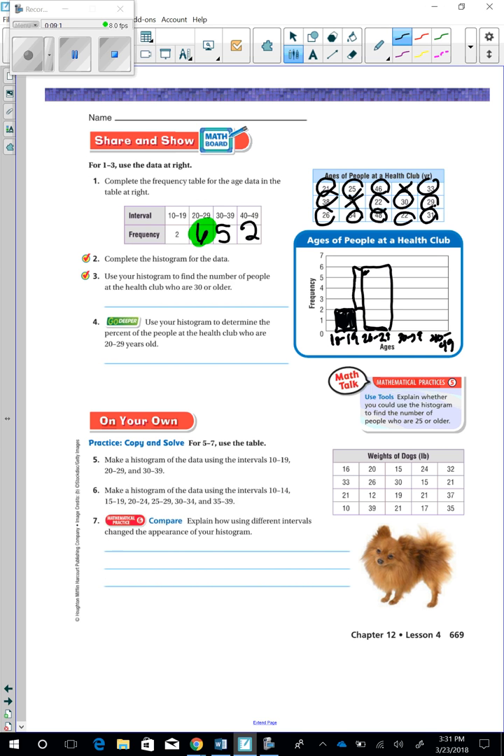And what did I just say? We're not going to leave any spaces. And then I almost left a space. And then you're going to fill that all in. Okay. 30 to 39 is the next age group, and we're looking at the number 5. So that one is done. And then 40 to 49 is 2. So that's right there. All right.